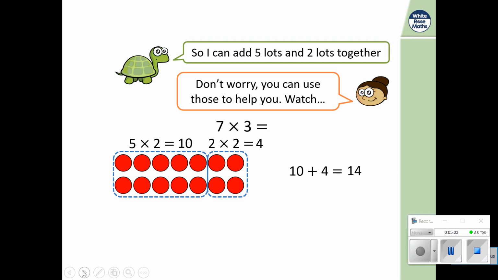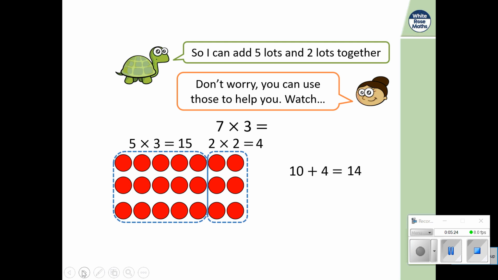Okie dokie. So now he's trying to do 7 times 3. So we've got 5 times 2 is 10. We're going to add another group of 7. And we've now got, let's have a look, 5 times 3 is 15. And we've now got 2 times 3 is 6, which gives us 15 and 6, which is 21.